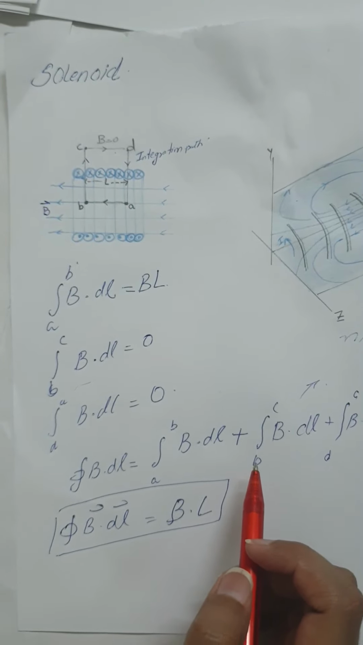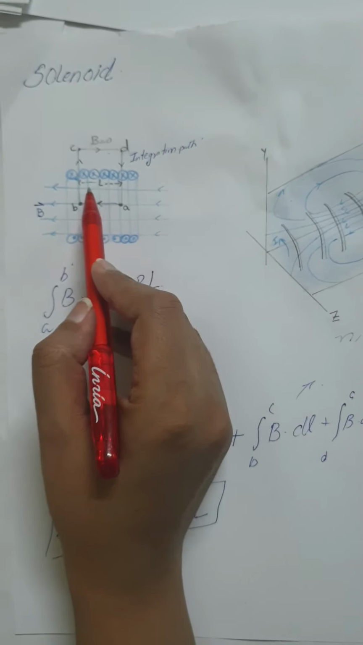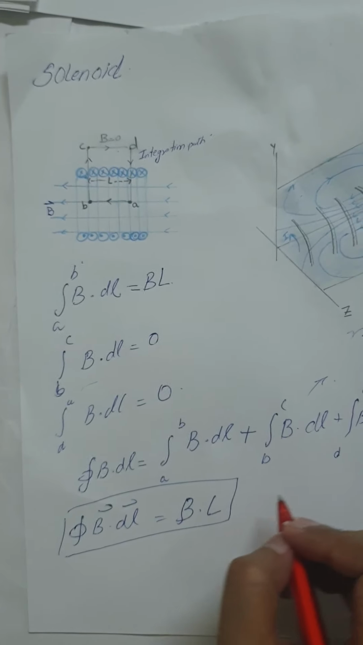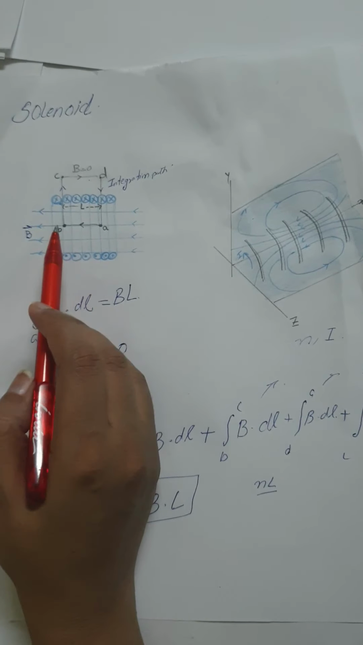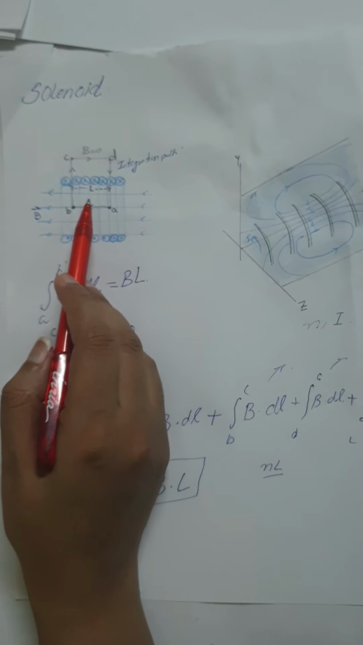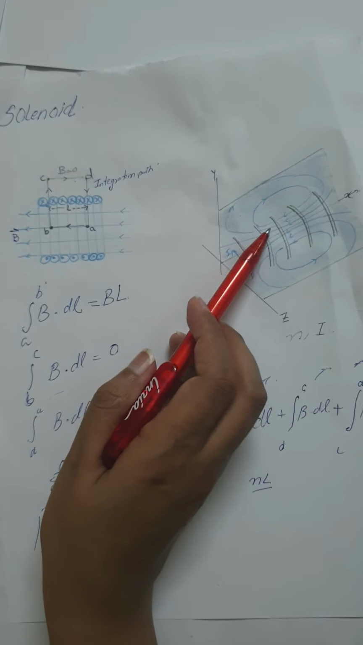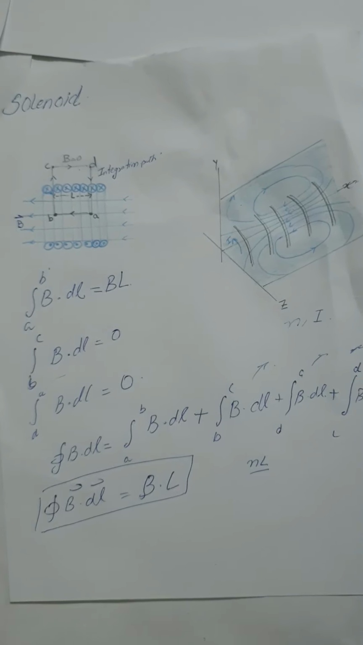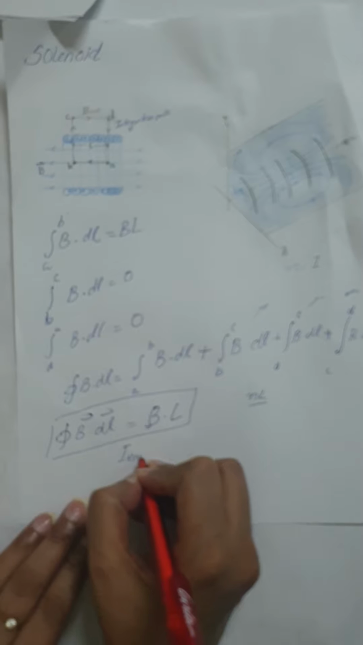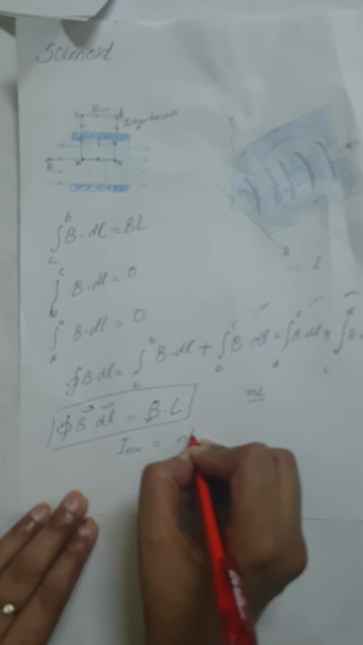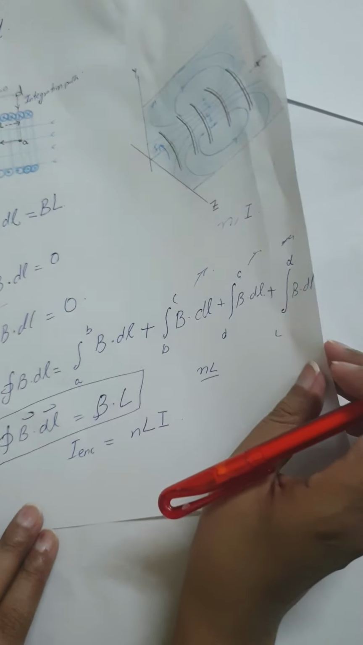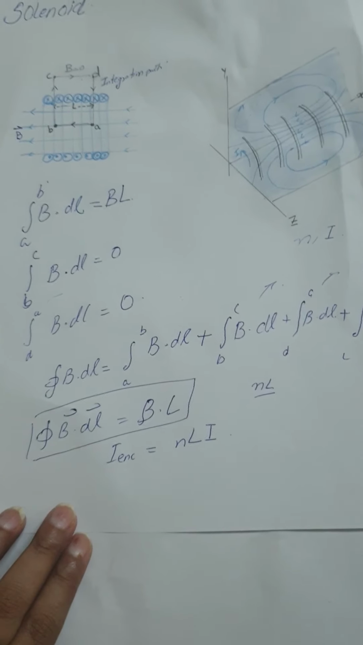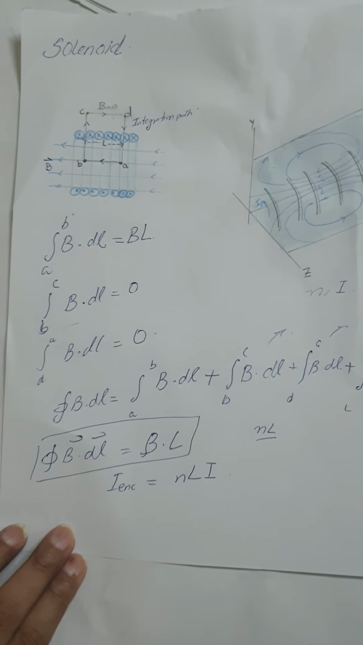The number of turns in length L is nL. Each of these turns passes once through the rectangle ABCD and carries a current I, meaning the current in the windings. So the total current enclosed by the rectangle, I enclosed, becomes nLI. From Ampere's law, since the integral is positive, I enclosed must be positive.